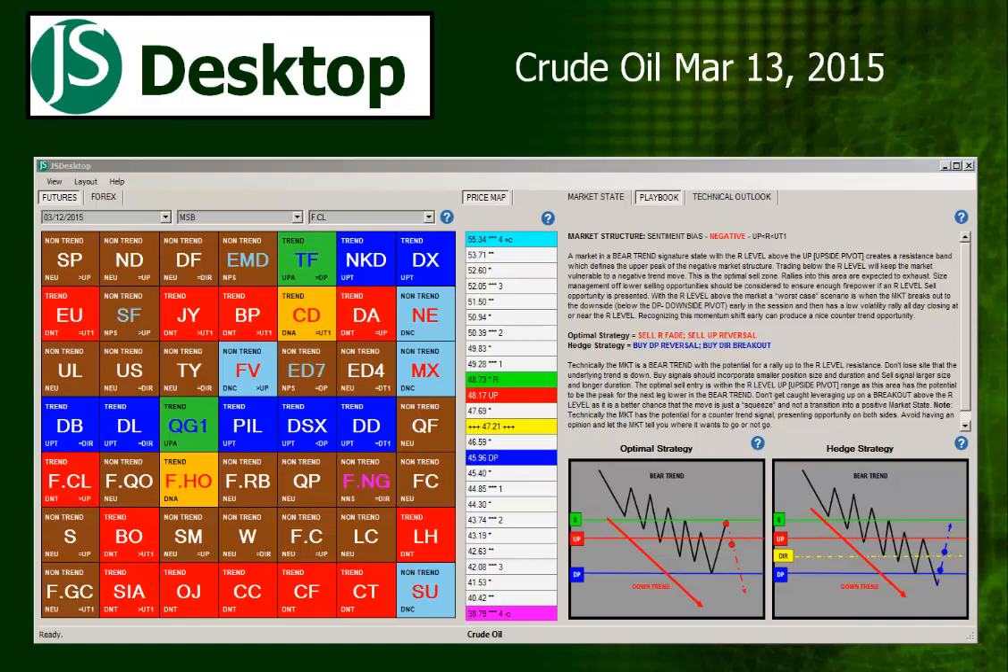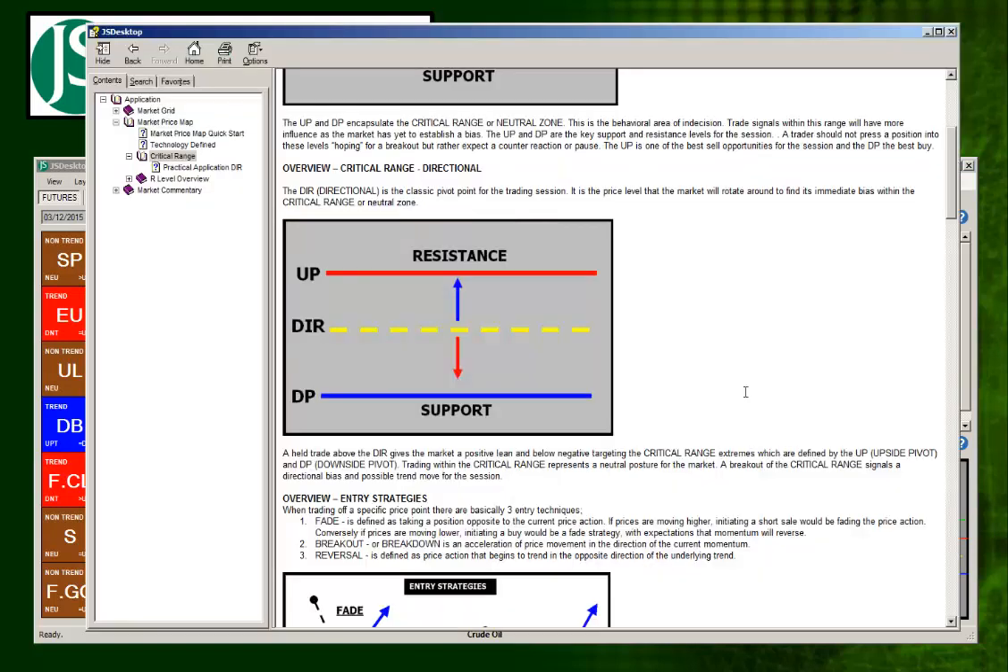So I want to talk a little bit more about structure today on the price map. If we click the help button, talking about the upside pivot, the downside pivot creates what we call our critical range, and the directional is the pivotal level between the upside pivot and the downside pivot. It's more of a rotational inflection point. Leaning above that price point is going to be positive into the resistance pivot, upside pivot, and below the directional it's going to be negative, working its way into the downside pivot.